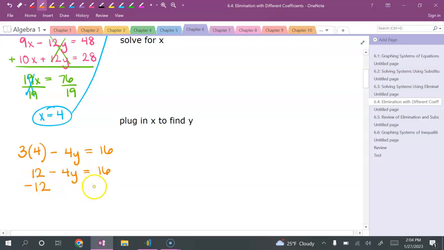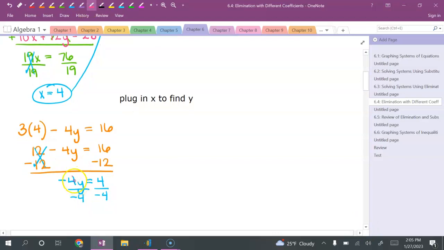I'm going to subtract 12. So I have negative 4y. 16 minus 12 would be 4. Divide by negative 4. And I get y equals -1. And then last step is to rewrite this as an ordered pair, like we've been doing in all the sections so far this chapter. So it's going to be 4, comma, negative 1.